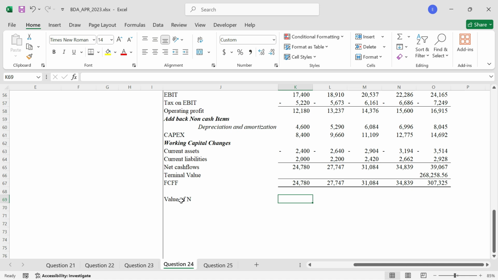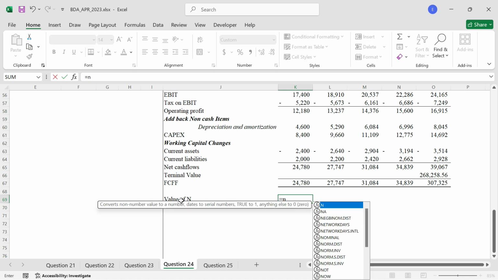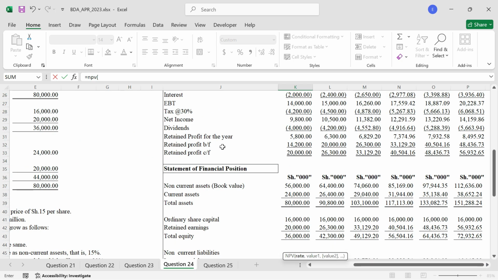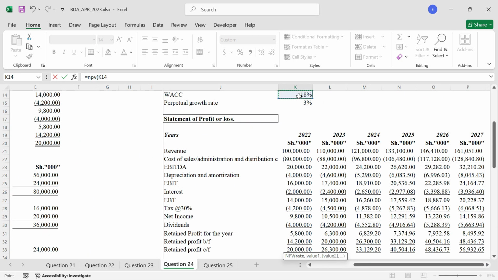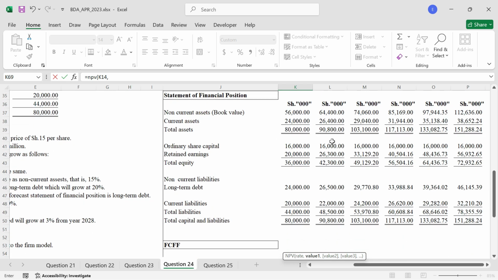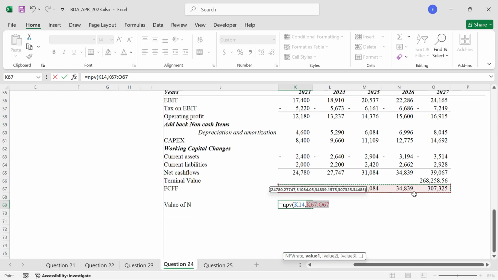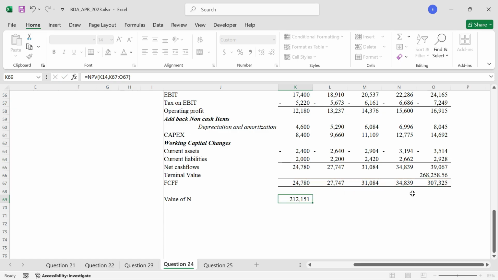From here, I can find the value of N as this cash flows discounted by the WACC. To do that, I'll use the NPV function. My rate will be 18%, which is my weighted average cost of capital, and my values will be my free cash flow to the firm from 2023 to 2027. This gives me a value of N of 212,151, but this is the value of the firm.